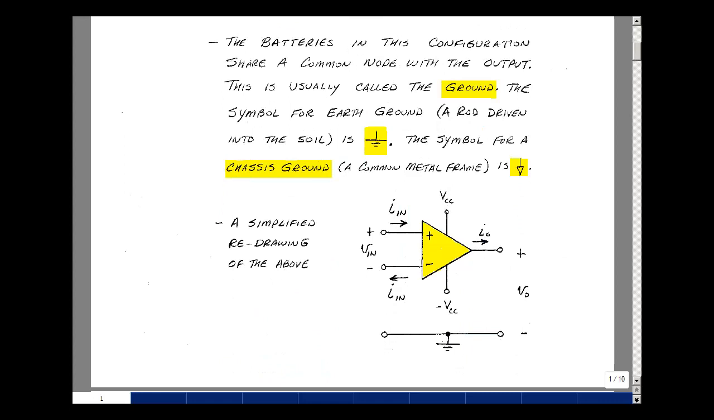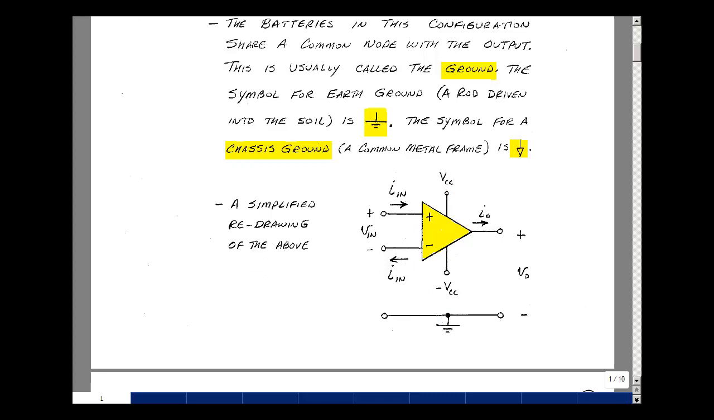The drawing above is a little complicated, and we tend to simplify it by just showing the fact that there is a positive power supply and a negative power supply. And that implies that we're going to hook up a positive voltage to ground and a negative voltage to ground. It could be batteries or it could be a power supply.